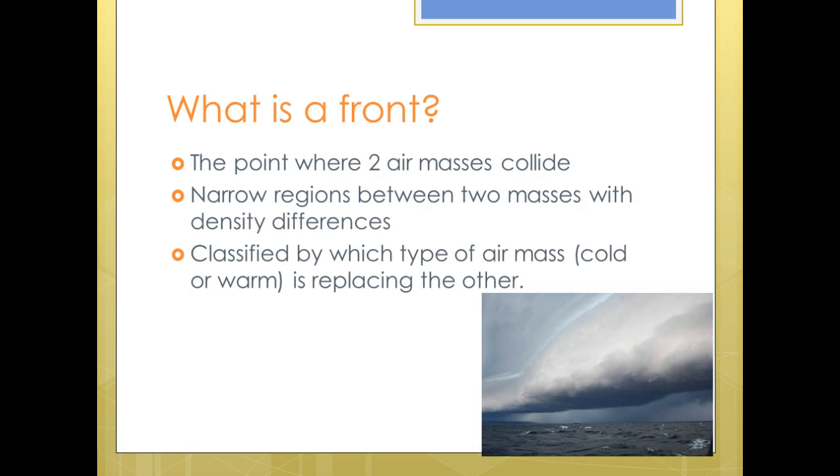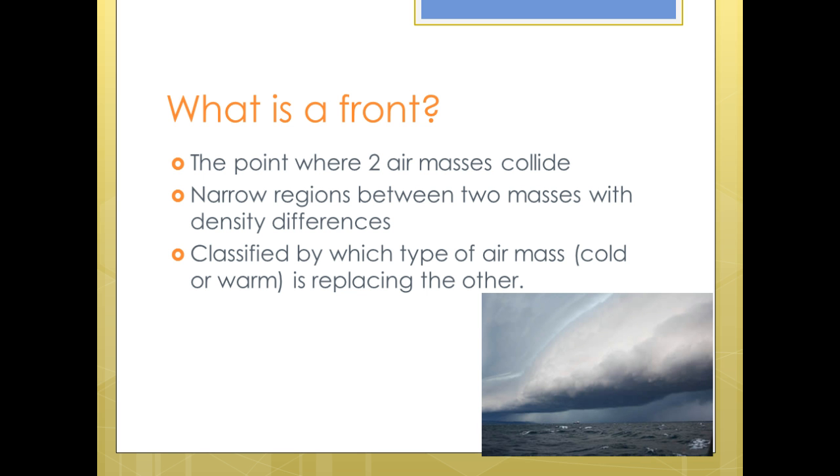What is a front? Well, the front is where two air masses collide. We're talking about air masses, we talked about polar, continental, maritime, tropical. Air masses have different densities, cool air having one, warm air having another. So a narrow region between two masses with those density differences is what we know to be a front.